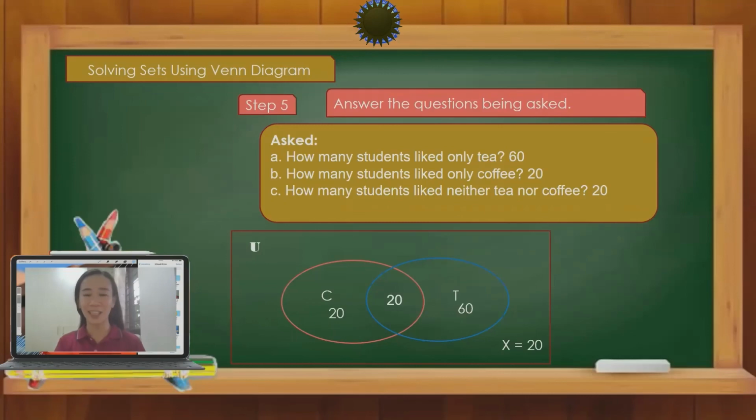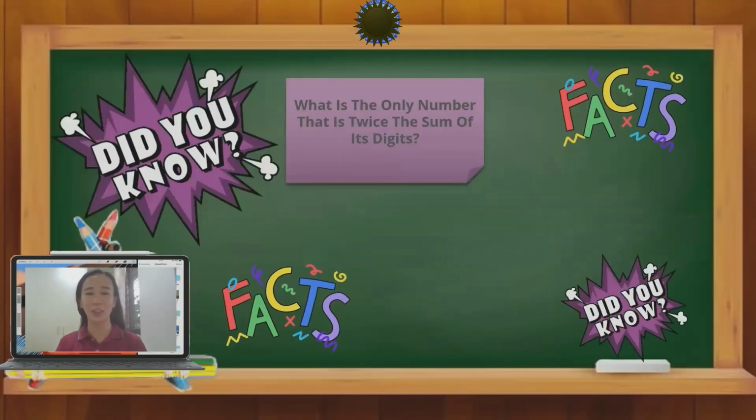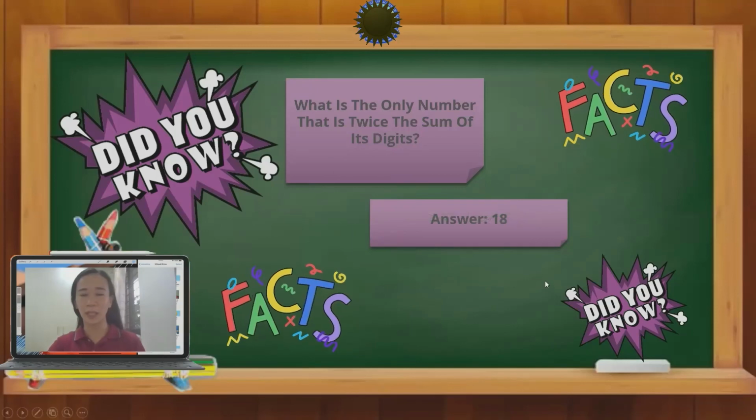That's it, Guadans, for this lesson. Let us proceed to our trivia. What is the only number that is twice the sum of its digits? Our answer here is 18. The only number that is twice the sum of its digits is 18, because 1 plus 8 is 9, and 9 times 2 is 18.